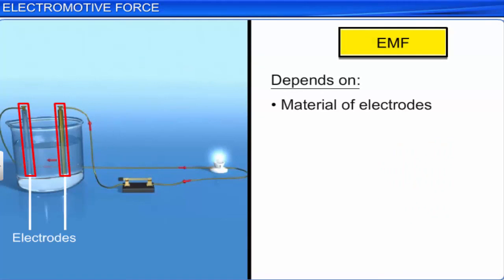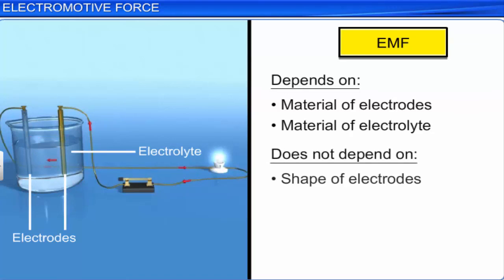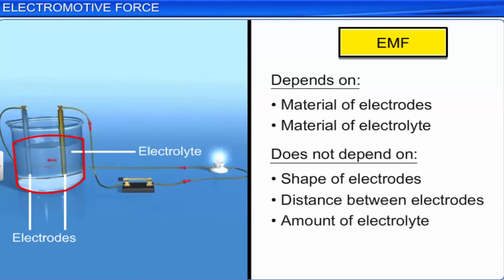EMF depends on the material of the electrodes and the electrolyte used in the cell. It does not depend on the shape of the electrodes, the distance between the electrodes, and the amount of electrolyte in it. Also, the EMF of a cell does not depend on the amount of current drawn from it.